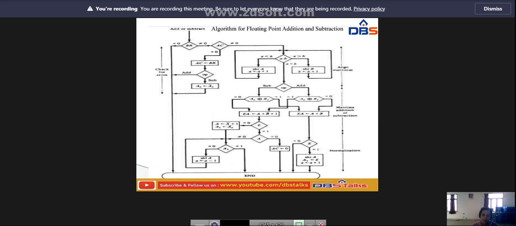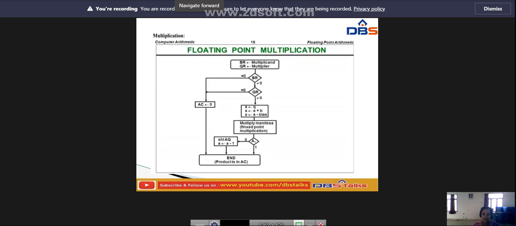So that is the algorithm flow chart. This is the alignment of magnitude, this is mantissa addition or subtraction, and this is normalization. So these three parts occur in floating point addition and subtraction. Now this is the floating point multiplication. Multiplication is performed with a multiplicand and a multiplier. BR is the multiplicand, QR is the multiplier.